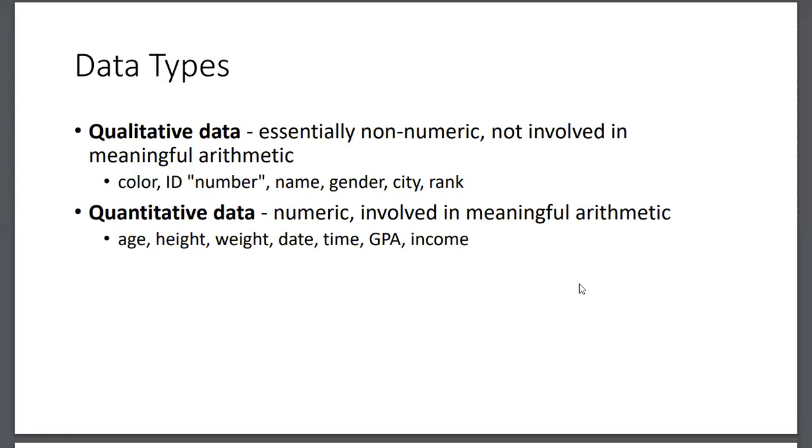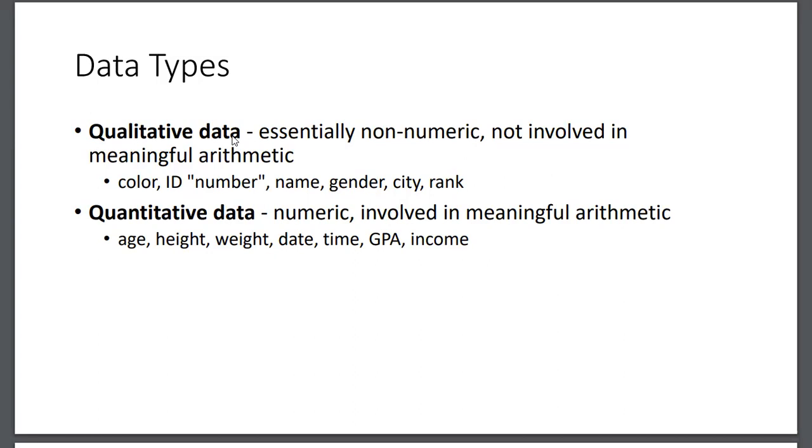At a very high level, there are two kinds of data, qualitative data and quantitative data. Qualitative data is essentially non-numeric, and it's not involved in meaningful arithmetic. Quantitative data, on the other hand, is numeric, and it is involved in meaningful arithmetic.